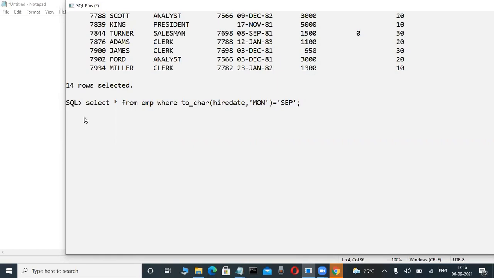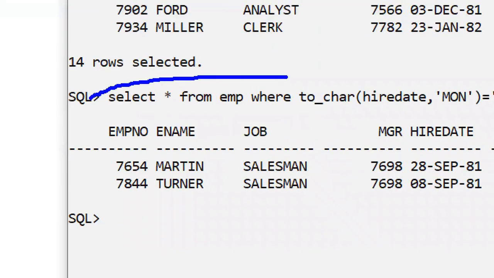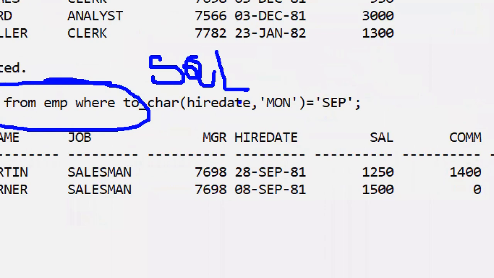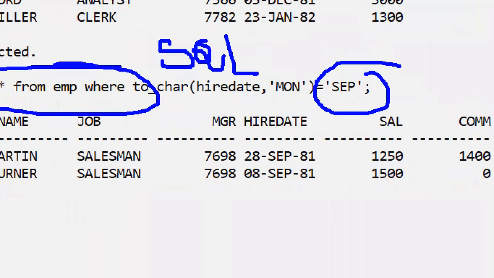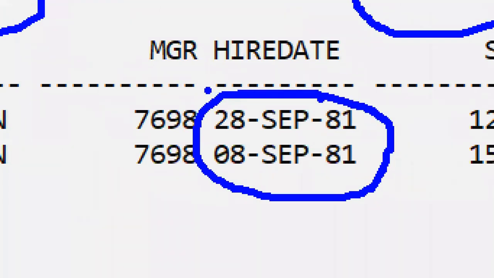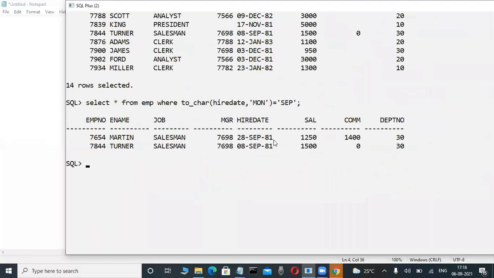I will tell you, just observe it here. Some query I'm writing. This is the SQL language. Whenever we use this SQL language, I am writing a query: the employees who joined in the month of September will be filtered. Only those employees are retrieved from the database, and other employees are not retrieved. This is this type of reporting.